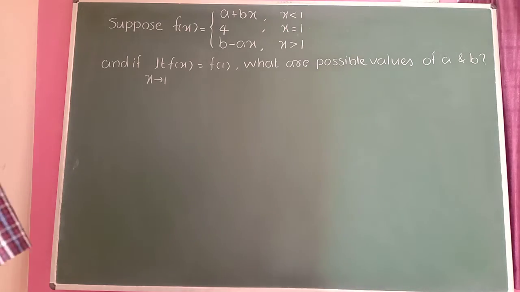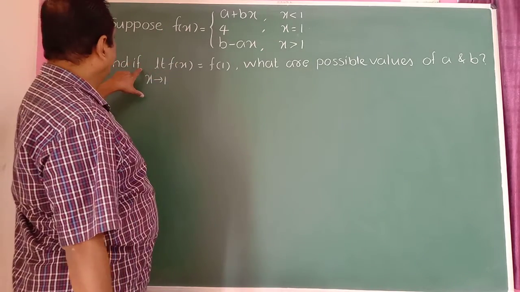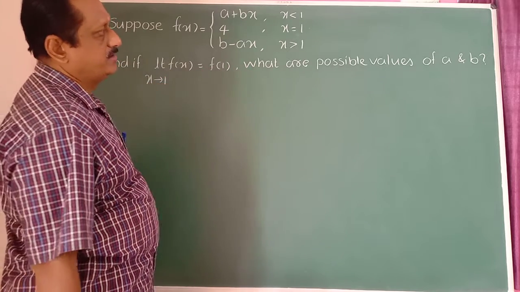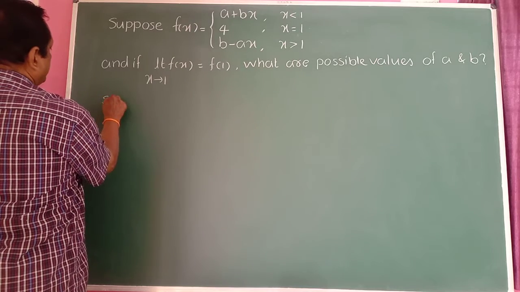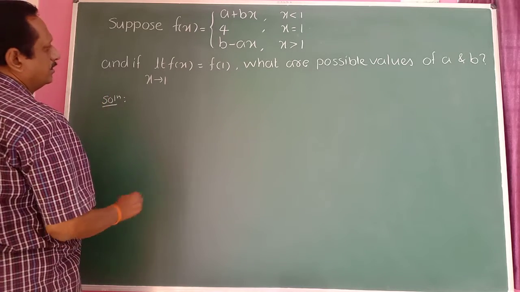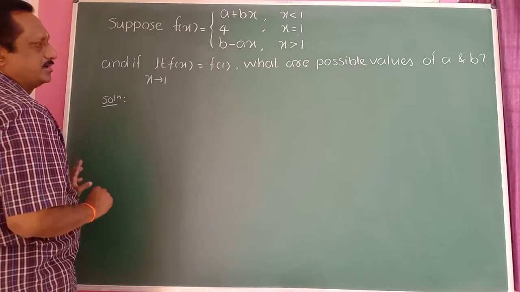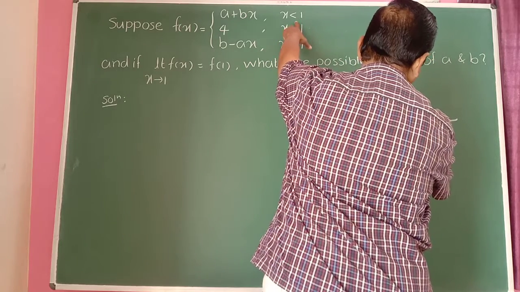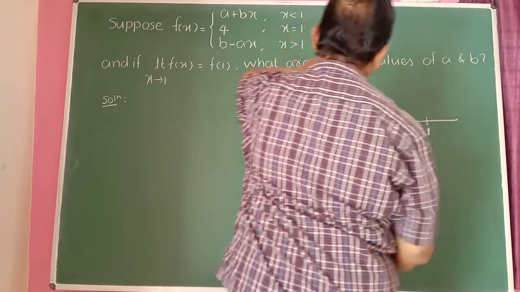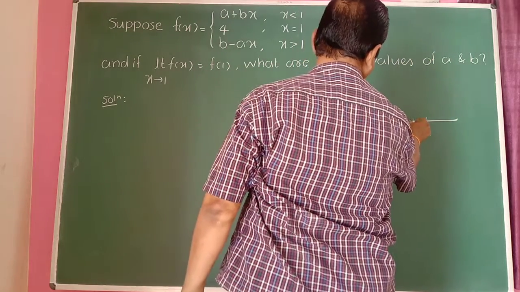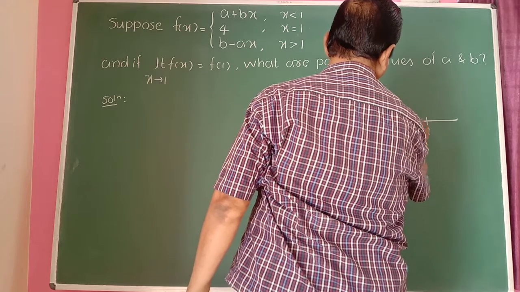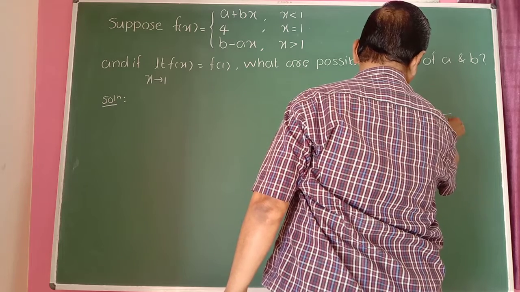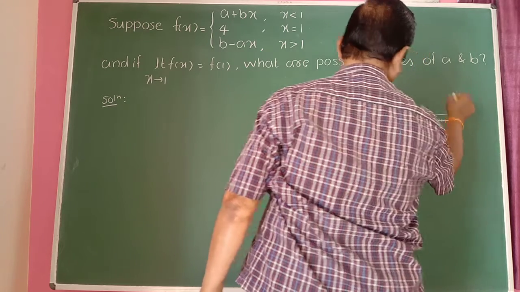Suppose f of x is equal to this function here, and they have given that limit of f of x as x tending to 1 is equal to f of 1. What are the possible values of a and b here? Okay, take care of the solution. So here take LHL and RHL, because x tending to 1 is there, and here x less than 1, x greater than 1, and x equal to 1. X less than 1 means you are taking values from the left hand side, and from the right hand side all these values are greater than 1.